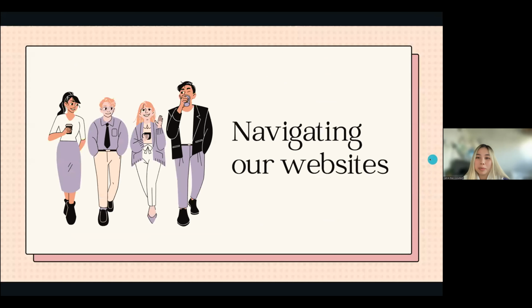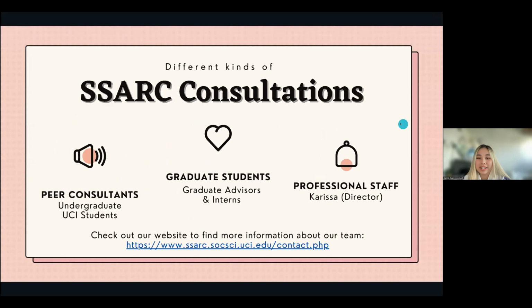Okay, and then we're going to talk a little bit about how to navigate our websites. And first, just going over the different consultations we provide. So for SSARC specifically, we're going to have peer consultants, graduate students, and then professional staff. Peer consultants are undergraduate UCI students in the School of Social Sciences, and they can help you with internship finding, research opportunities, or graduate school planning.